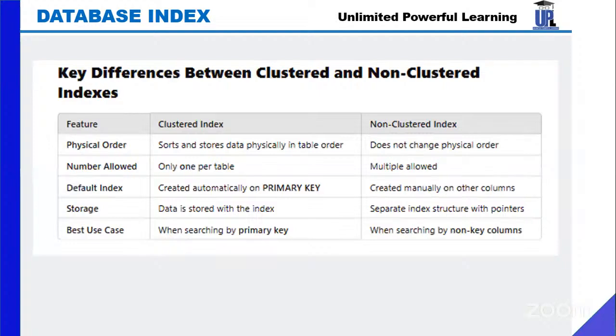So what are the different types? I said finally, clustered index and non-clustered index. In general, we are talking about physical order: it sorts and stores the data physically in the table order. But here, there is no guarantee of the records' physical order because we just keep updating the indexes. Number allowed: only one per table.